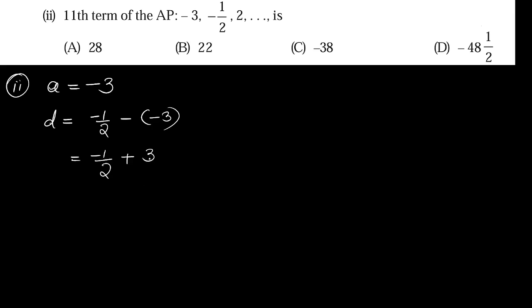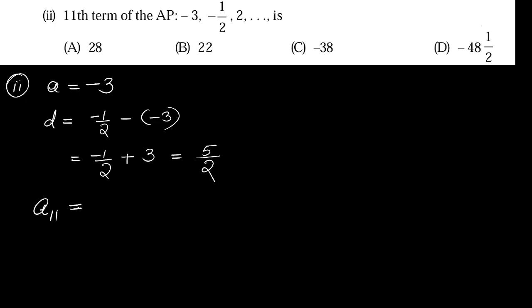3. You know the addition. If you don't understand the addition of fractions, you can tell me. 3 into 2, 6. 6 minus 1. If you don't understand, you can tell me. I will repeat. You studied this in the lower classes. 3 into 2, 6. 6 minus 1, 5/2. So a and d are written. The 11th term is our question.